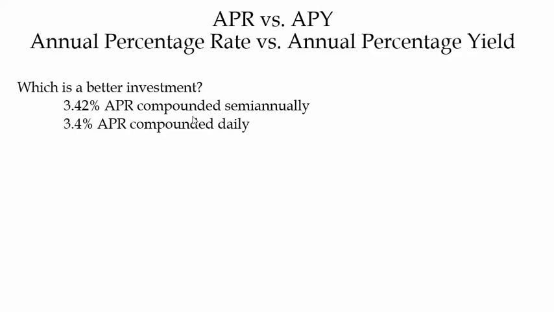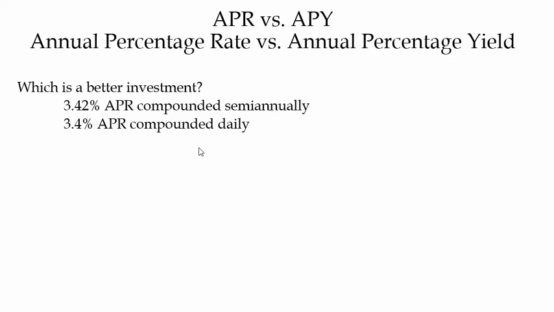Annual percentage rate doesn't take into consideration compounding, whereas the annual percentage yield does, and it's a way for us to compare investments and see which one might be better. So let's look at an example here. Which is a better investment? 3.42% APR compounded semi-annually, or 3.4% APR compounded daily?